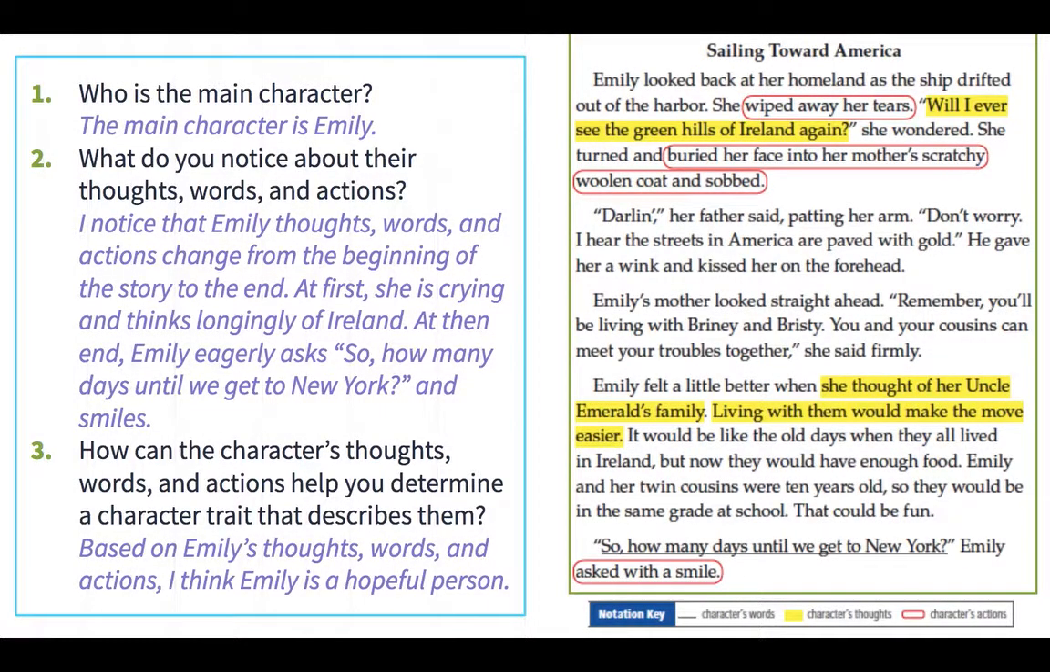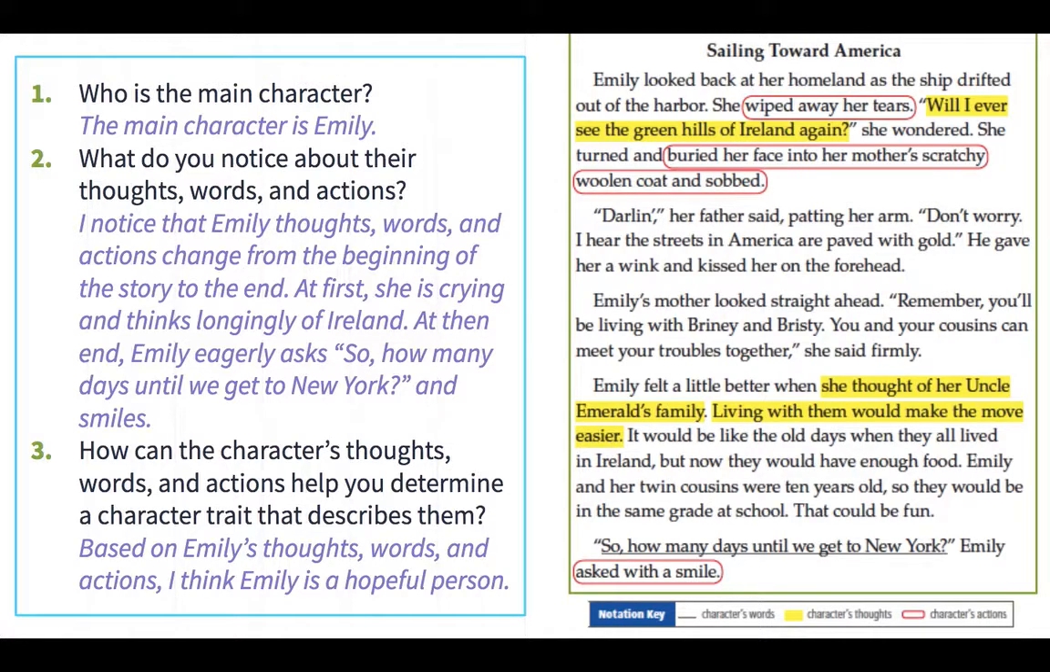I went through and I underlined the characters' words in this story. I highlighted their thoughts and I circled the characters' actions. That helped me break apart and analyze their character traits so I could answer these questions. The main character in this story is Emily. And I noticed that Emily's thoughts, words, and actions change from the beginning of the story to the end.